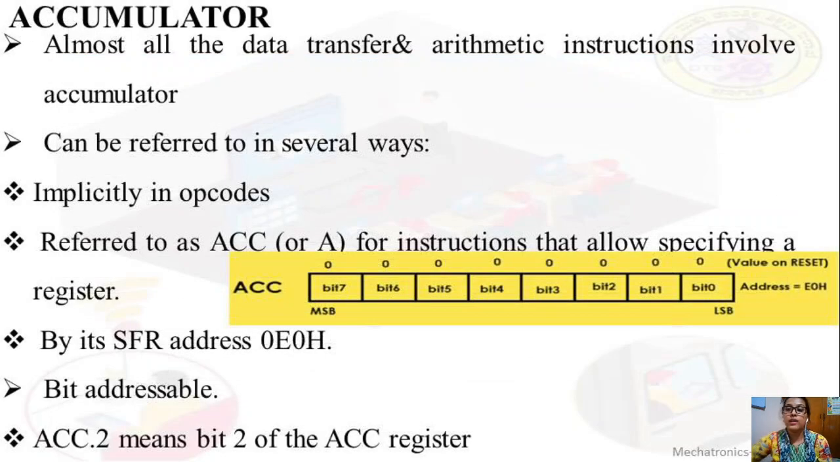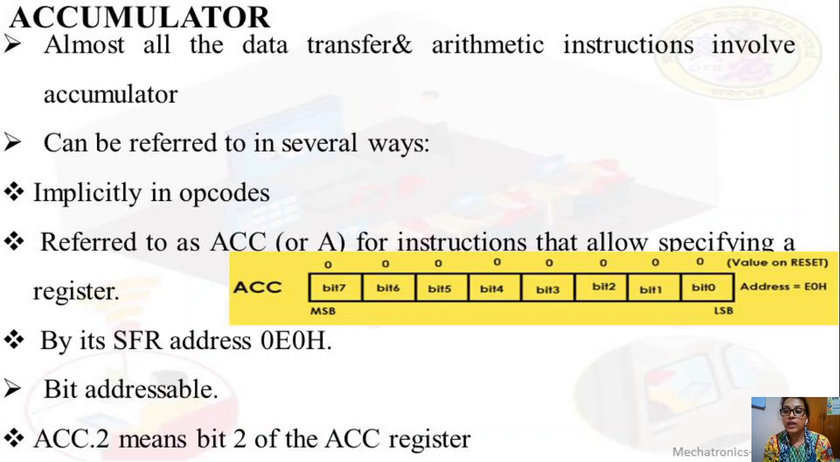Next is the accumulator. Register A is called the accumulator. Why is it called the accumulator? The name came from the fact that this register is used to accumulate, that is, to store the result of all the arithmetic and most of the logical operations. That is why it has got the name accumulator.